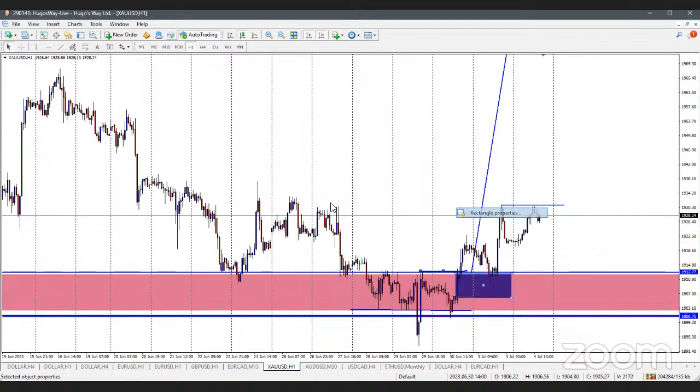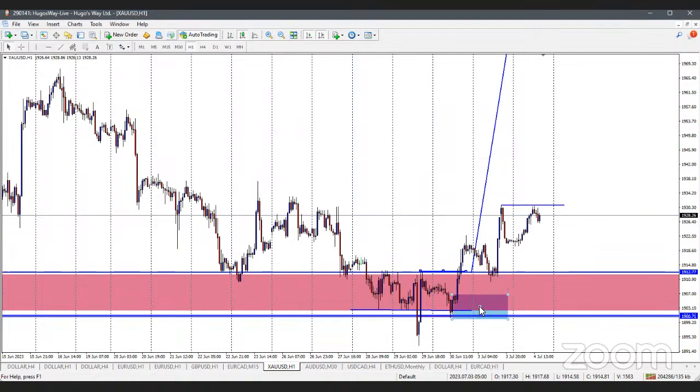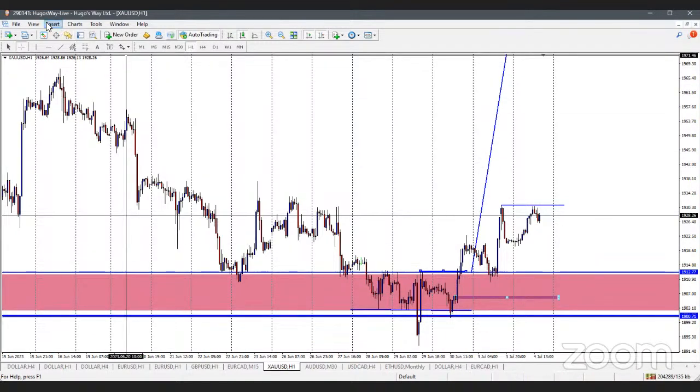I'm going to have to change this rectangle because it's just absolutely terrible. Can't see anything. We have one order block down here that the price has formed with a liquidity void afterwards, and then we have a second one that the market has made recently over here. So there's a couple of options for us.